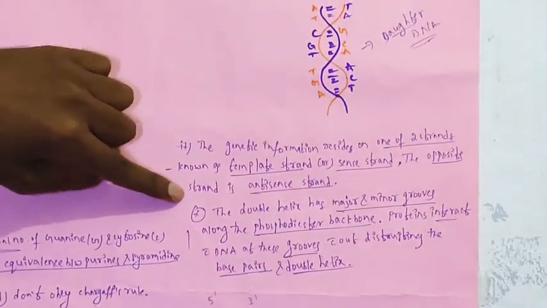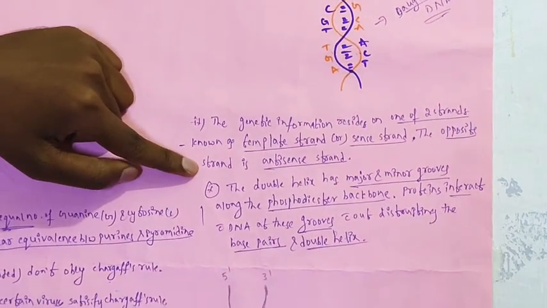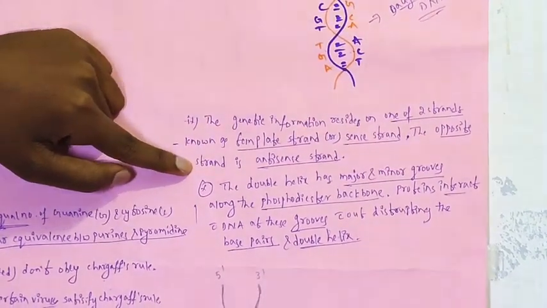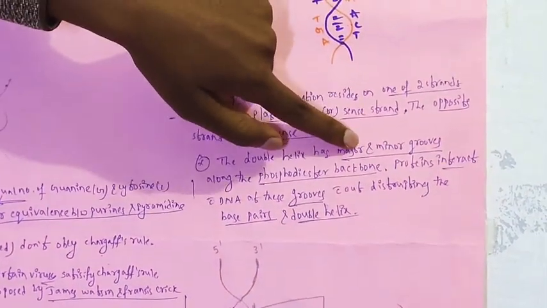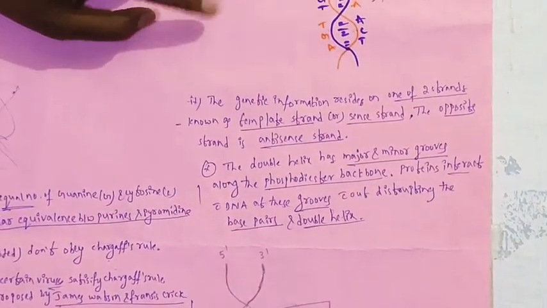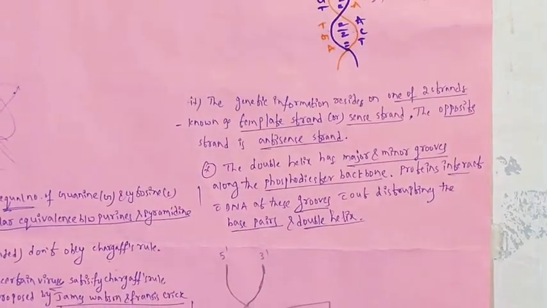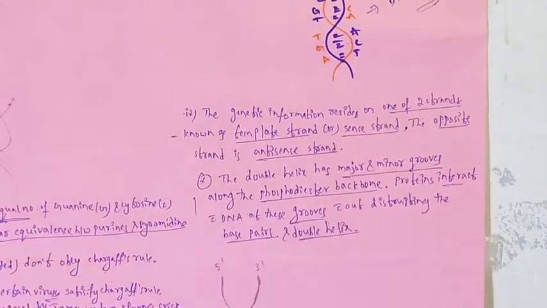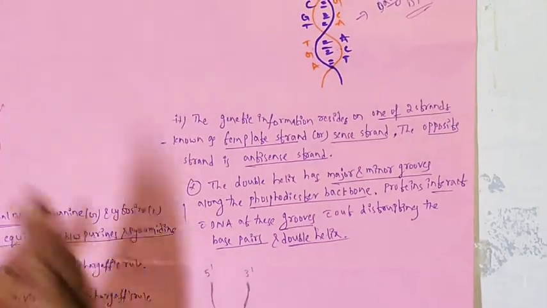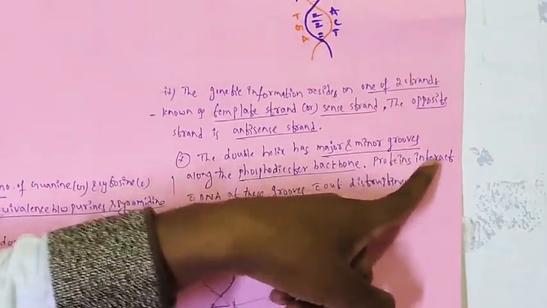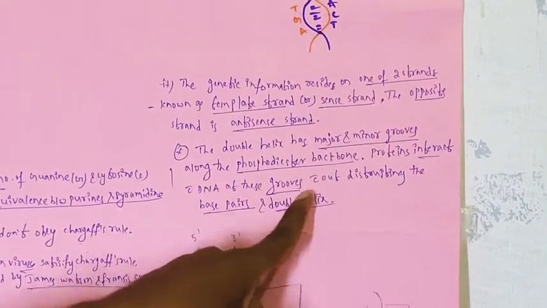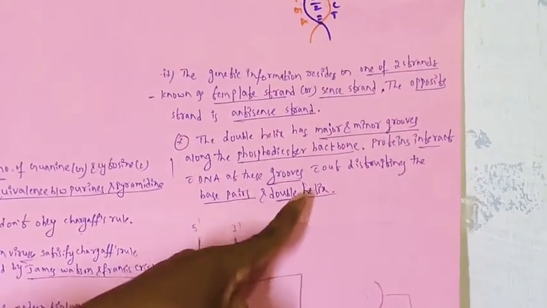Next, the double helix has major and minor grooves along the phosphodiester backbone. From the DNA, we know that it is indirectly useful in the synthesis of proteins. You can keep that in mind. Proteins interact with DNA at these grooves without disrupting the base pairs and the double helix.